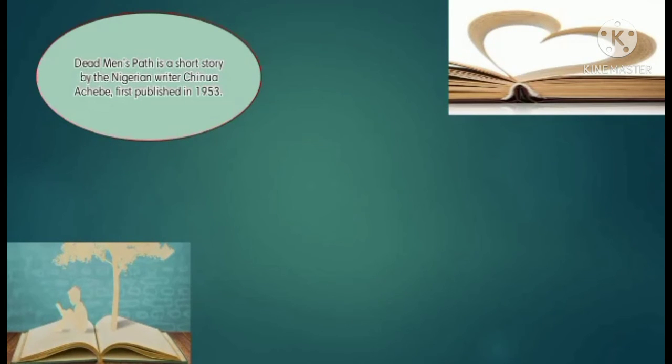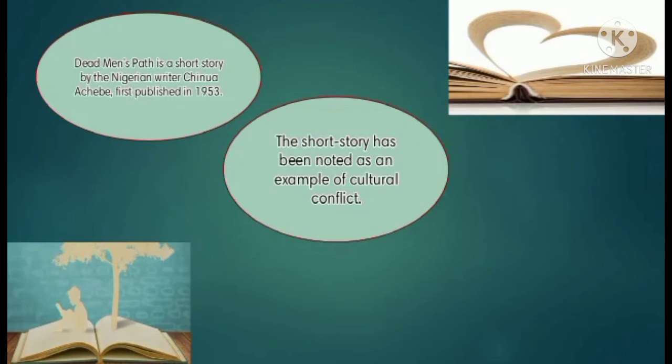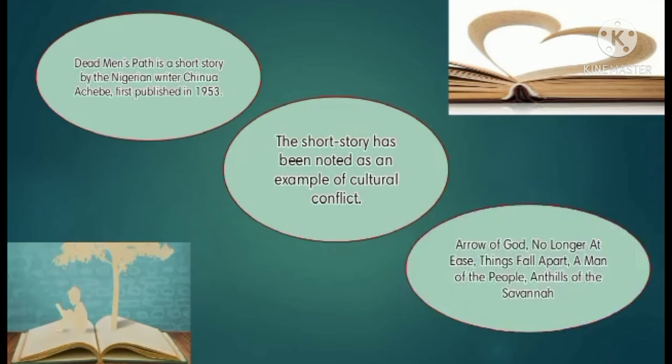Dead Men's Path is a short story by the Nigerian writer Chinua Achebe, first published in 1953. The short story has been noted as an example of cultural conflict. Arrow of God, No Longer at Ease, Things Fall Apart, A Man of the People, and Anthills of the Savannah are among his works.